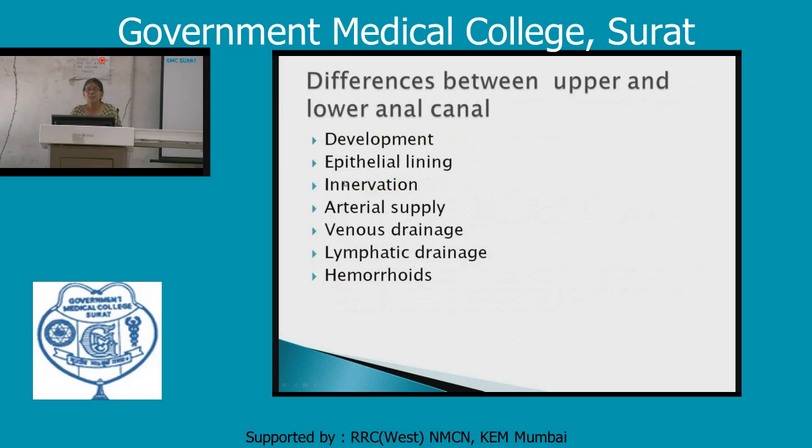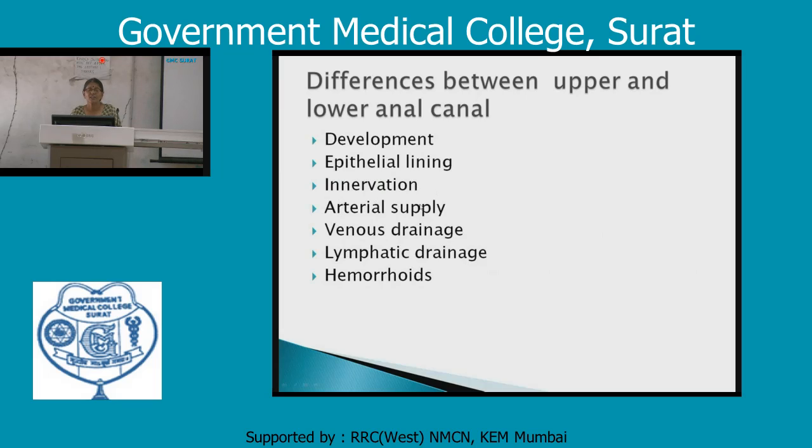Difference between the upper and lower part of the anal canal. Developmentally, I told you the upper part above the pectinate line is endodermal in origin. Below it, the pecten and subcutaneous part are ectodermal in origin. Epithelial lining above the pectinate line is columnar epithelium. Below it is stratified squamous non-keratinized epithelium. Innervation: upper part is autonomic above the pectinate line, so not sensitive to pain. Below it is the inferior rectal nerve and perineal branch of fourth sacral nerve, so it is pain sensitive.